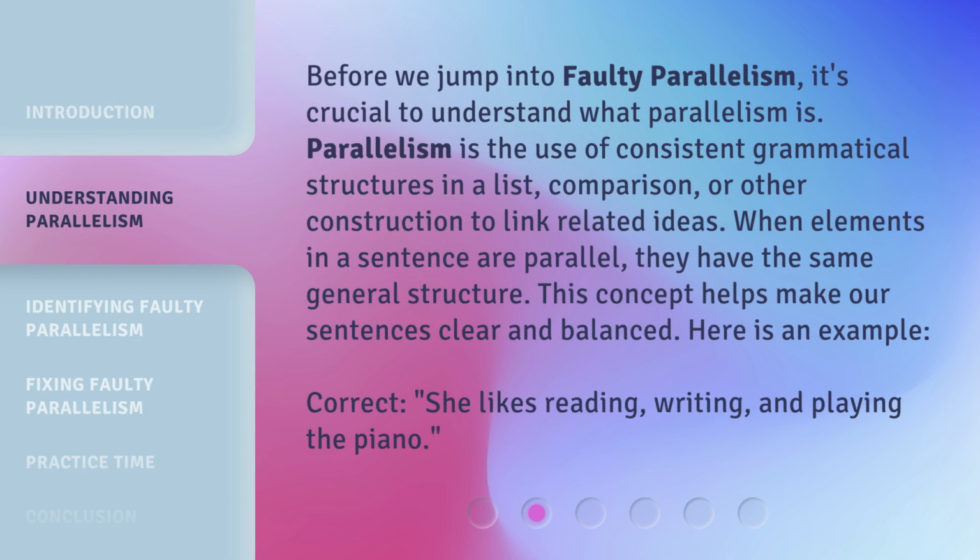Before we jump into faulty parallelism, it's crucial to understand what parallelism is. Parallelism is the use of consistent grammatical structures in a list, comparison, or other construction to link related ideas. When elements in a sentence are parallel, they have the same general structure. This concept helps make our sentences clear and balanced. Here is an example. Correct. She likes reading, writing, and playing the piano.